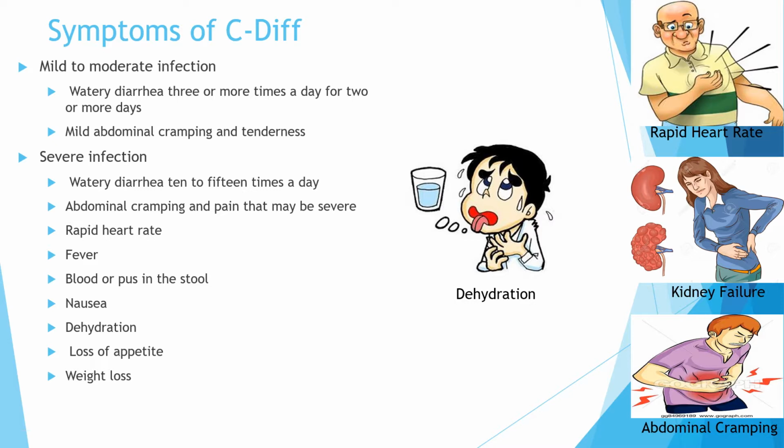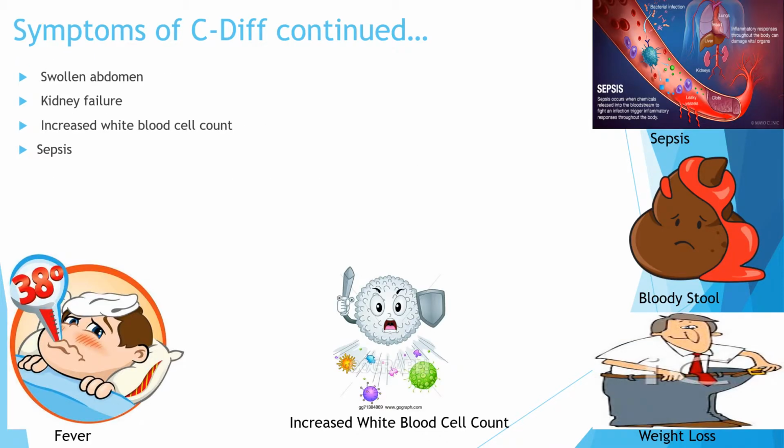Or you could have the severe infection, where the symptoms include watery diarrhea 10 to 15 times a day, abdominal cramping and pain that may be severe, rapid heart rate, fever, blood or pus in the stool, nausea, dehydration, loss of appetite, weight loss, swollen abdomen, kidney failure, increased white blood cell count, and sepsis. If you have severe symptoms of C. diff, you are very sick. The pictures on this slide show all of the different symptoms that I have just mentioned.